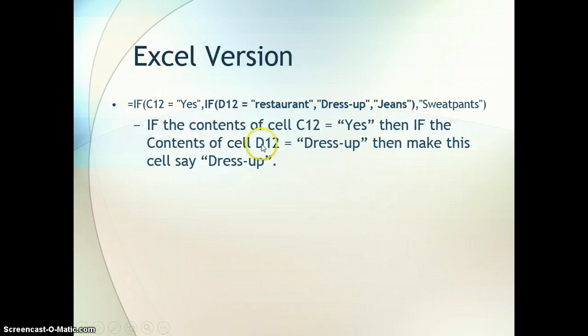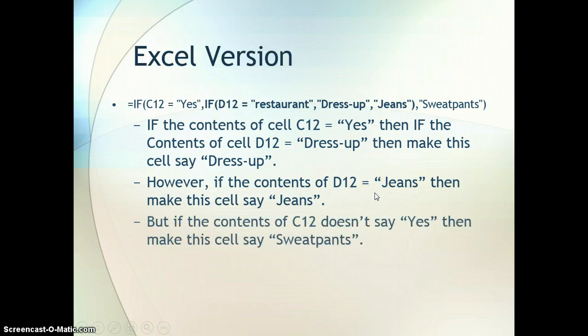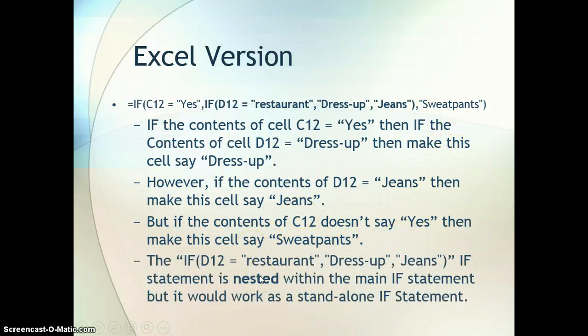Okay. So it says if the contents of the cell C12 in the spreadsheet says the word yes, then if the contents of D12 equals dress up, then make the cell say dress up, as in here. However, if D12 says jeans, then make the cell say jeans. That actually means if it doesn't say dress up, say jeans, but that's another story. But if C12, back here again, doesn't say yes, it means I'm not going out, therefore I'm going to wear sweatpants. Okay.